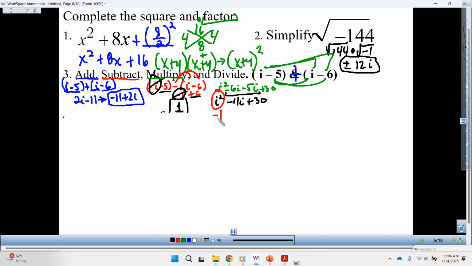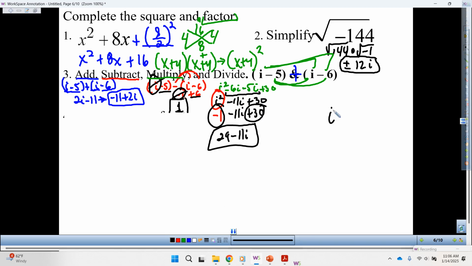So then we got negative 1, negative 11i plus 30. So combine the numbers first. Negative 1 plus 30 is 29. Bring down the negative 11i, and we are done. So far so good, yes? All right. Next.